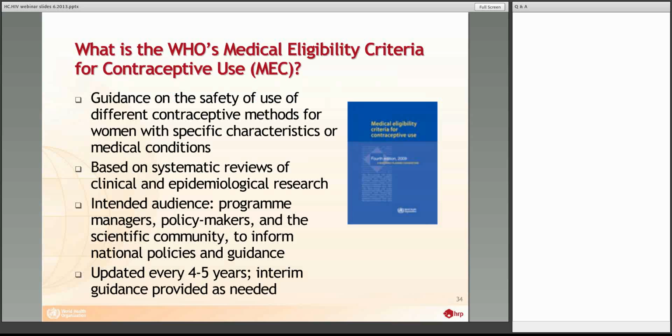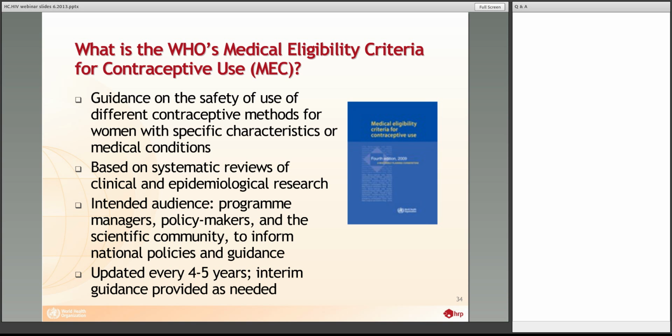So the first thing I wanted to go over is just an explanation of what exactly the medical eligibility criteria is. The medical eligibility criteria was initially formed in the mid-90s, and it's meant to provide guidance on the safety of the use of different contraceptive methods for women with specific characteristics or medical conditions. All of the guidance is based on systematic reviews of clinical and epidemiological research, so it's all evidence-based. The intended audience of the MEC is program managers, policymakers, and the scientific community, and it's meant to inform national policies and guidance. It's updated every 4 to 5 years, but interim guidance is provided as needed when new information comes out that might change our guidance.